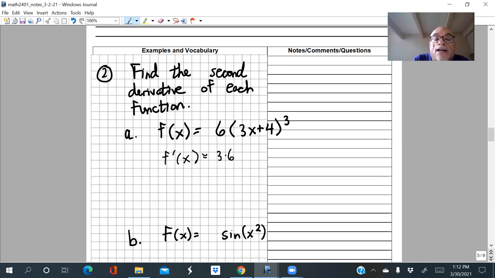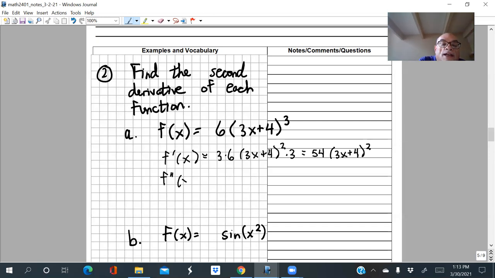So you bring the 3 down there times the 6 times 3x plus 4, subtract 1 from the exponent, right? But before you get carried away, remember, this is not just x cubed. This is 3x plus 4 cubed. So you have to multiply in the derivative of 3x plus 4, which is 3. So you get here an extra 3 multiplied in. This one comes from the power. This one comes from the chain rule. So you get two factors of 3. See, what's 3 times 6 times 3? Is that 54? So I have 54 times 3x plus 4 squared.